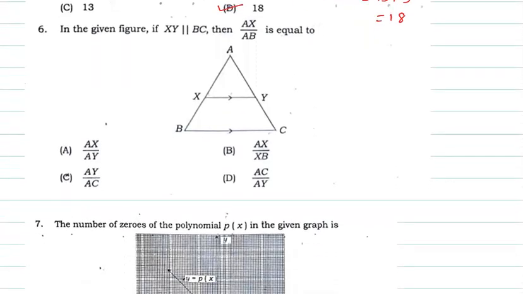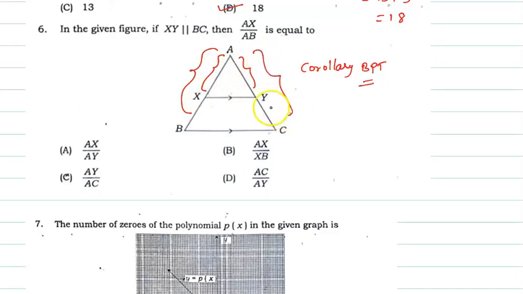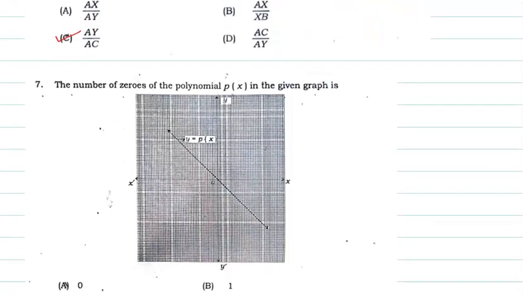Next, in the given figure, xy is parallel to BC. In this figure, they have given xy is parallel to BC and they have given AX to AB ratio. So a part to the full side is given. It is not BPT, it is a corollary of BPT. So by the corollary of BPT, what we can say, AB by AX is equal to AC by AY. Therefore option C is the correct answer.